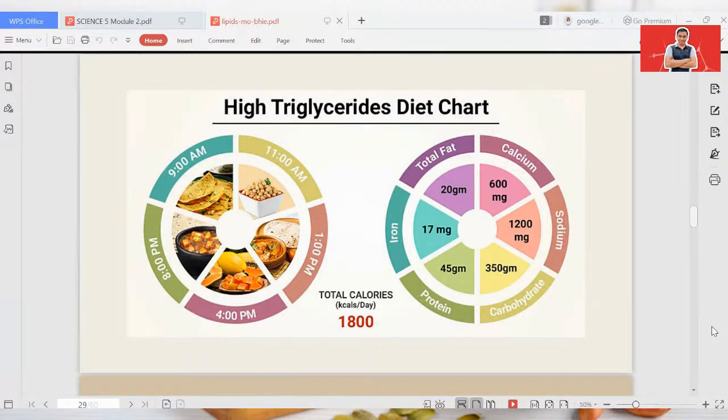So this is the high triglycerides diet chart.